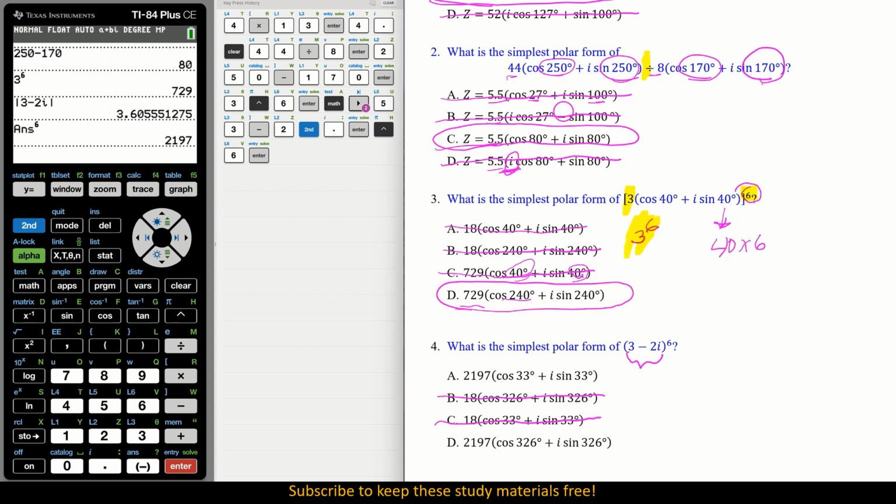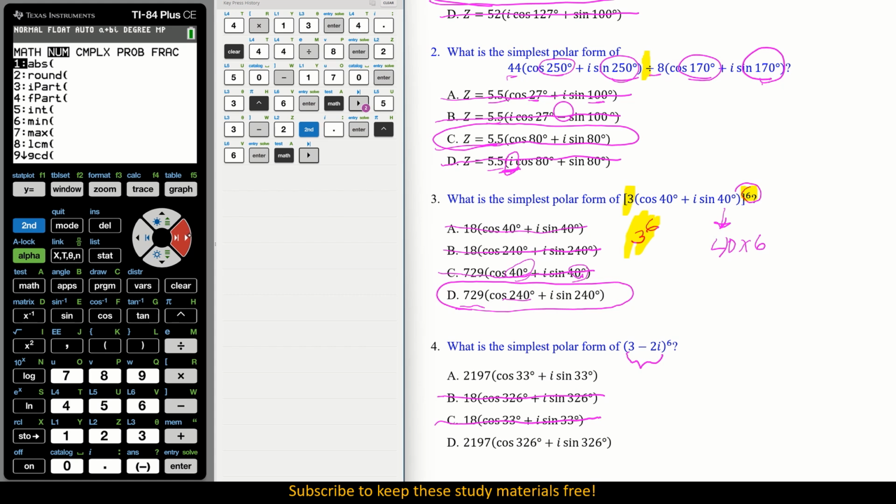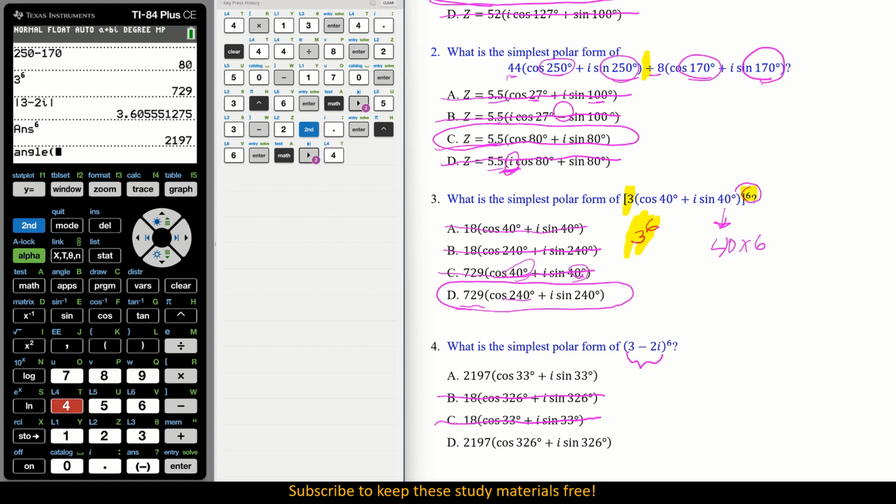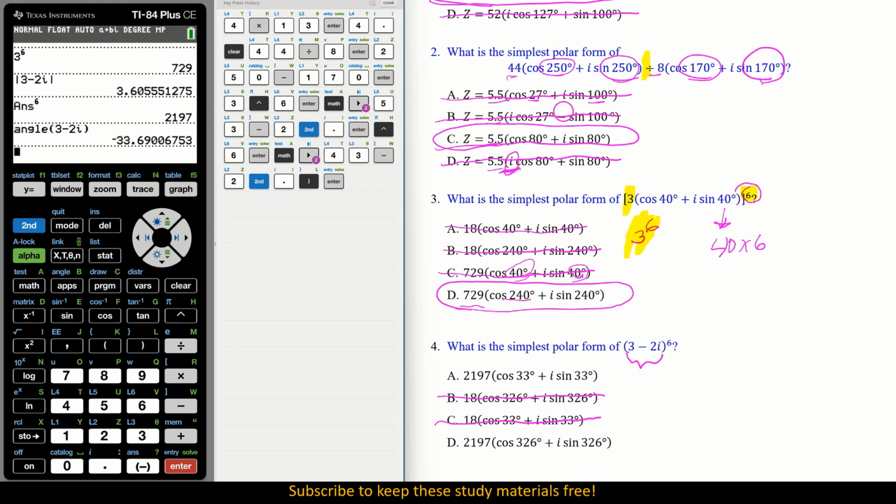Okay, so we need to figure out what the angle is. Well, we know how to do that. Our calculator does. So say math, arrow over to complex. Now we need number 4. And we type in 3 minus 2, second i, close parentheses, enter. Okay. Now, remember, if there's a negative, what do we do? We need to say 360.